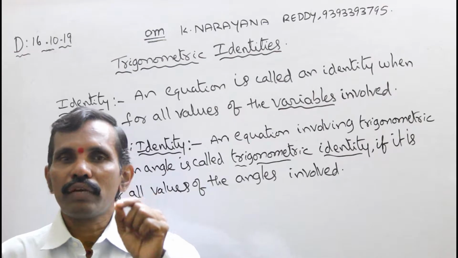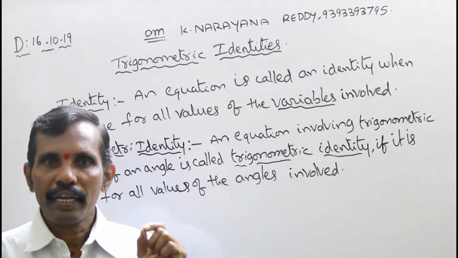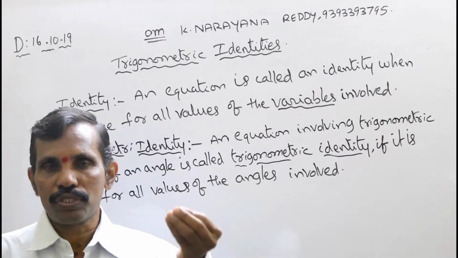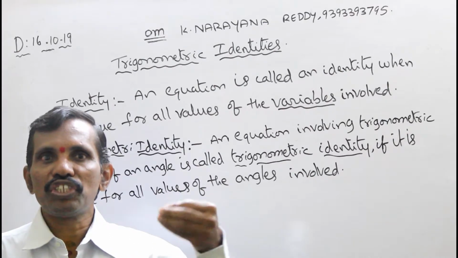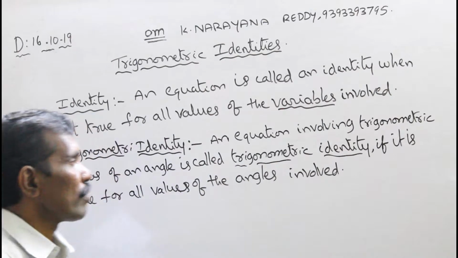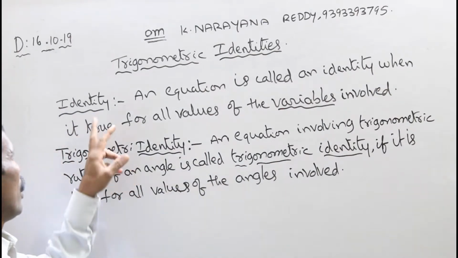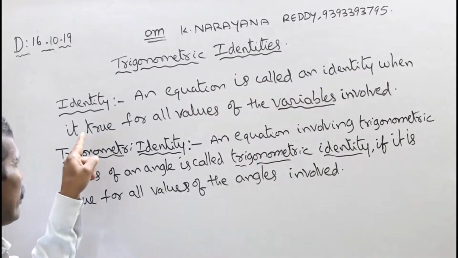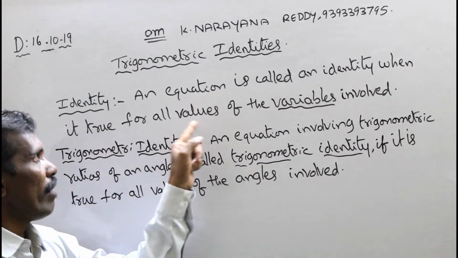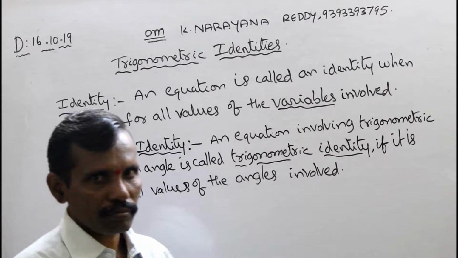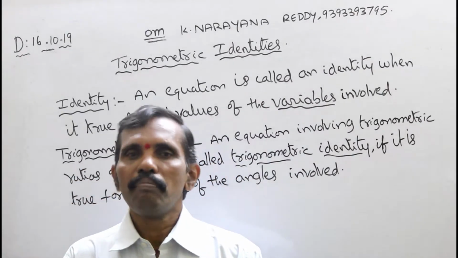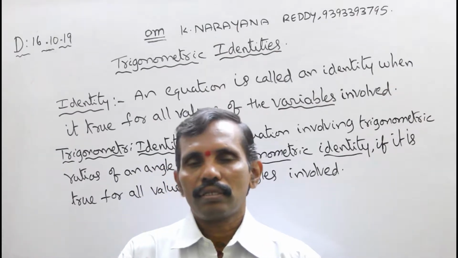satisfying some equation. An equation satisfying some values. Those values are variables. Variables are nothing but change in values. That's all. See here, identity. An equation is called an identity when it is true for all values of the variables. For all values of the variables means what?